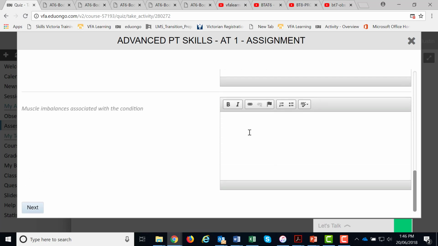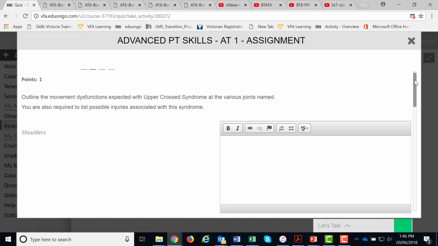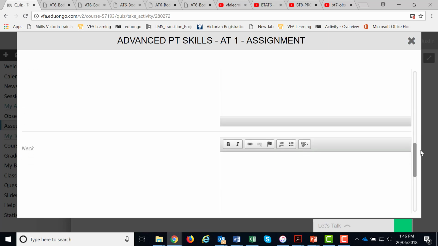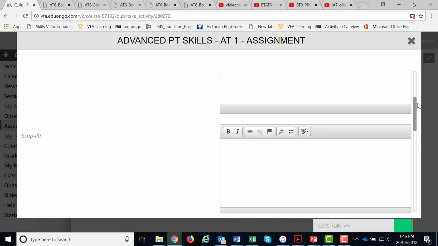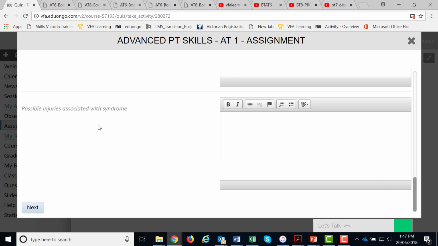And then you need to discuss the muscle imbalances that are causing the deviations. So generally here, you're going to discuss what is too tight and what is too weak. After that, you need to look at the movement dysfunctions. First of all, movement dysfunctions caused by upper cross syndrome in the shoulders, the scapula, the thoracic, and the neck. So we're looking at whether there's limited movement, excessive movement, etc. And then the last section, you need to look at possible injuries associated with the syndrome.